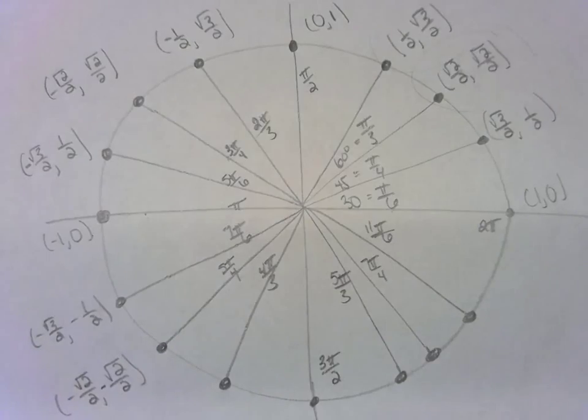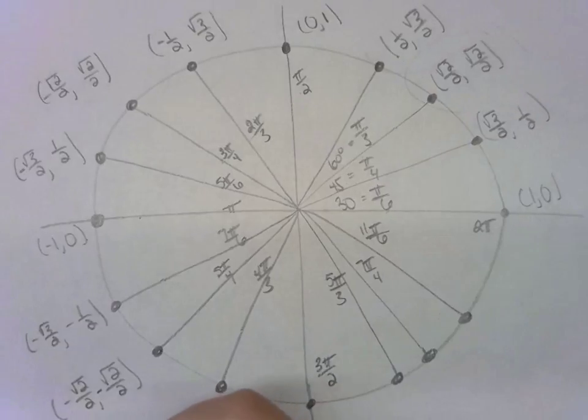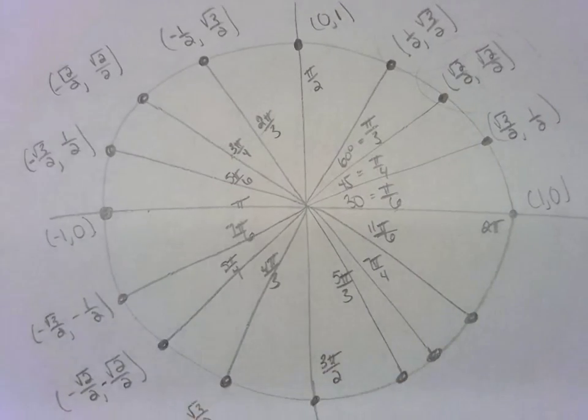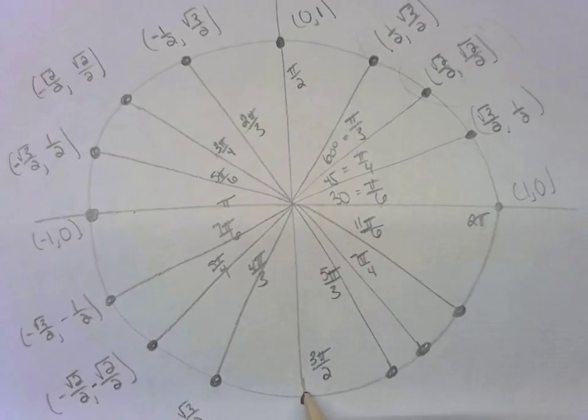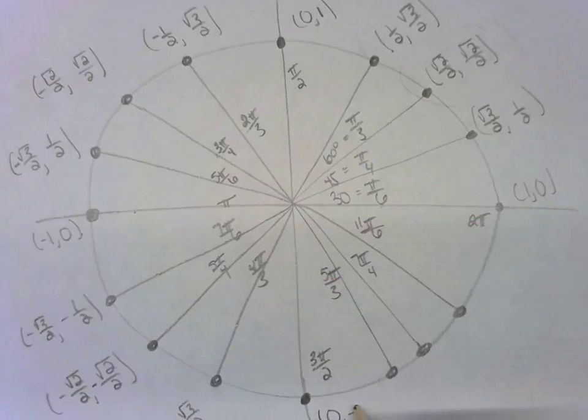And then for 4 pi over 3, it's going to be the same as the pi over 3, which is this point, except they'll both be negative. So negative 1/2, negative square root of 3 over 2. Now this one is easier because it's actually on the radius of the circle. So this would be 0, negative 1. Now we just have to fill in these.